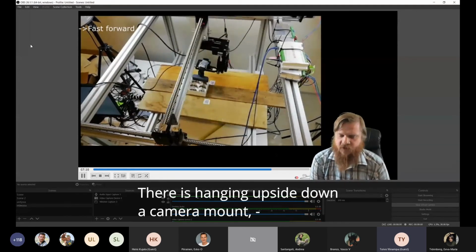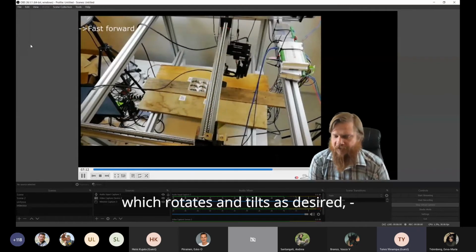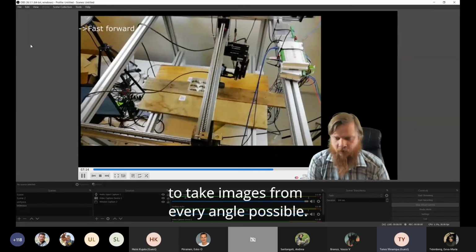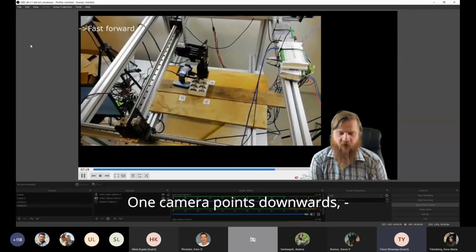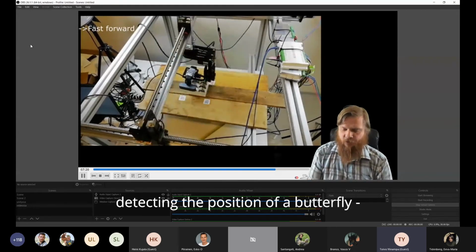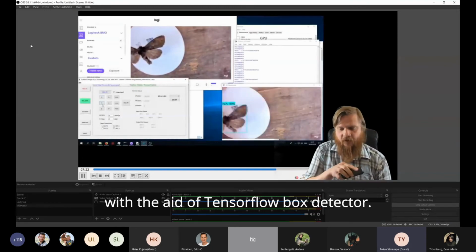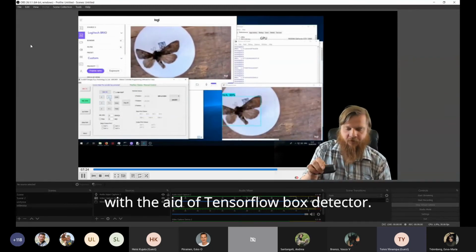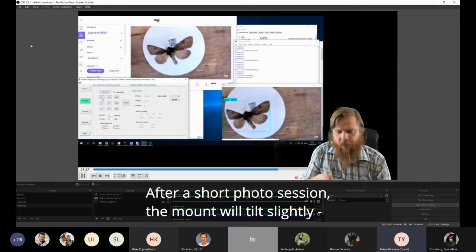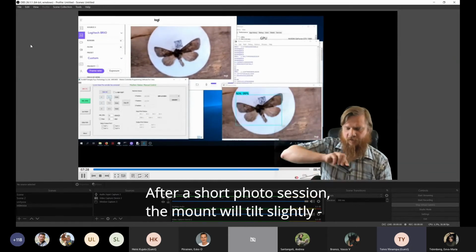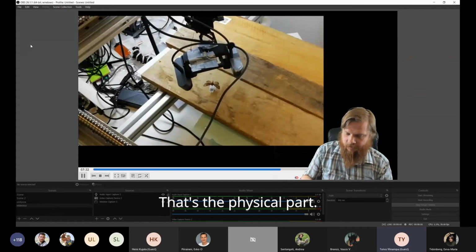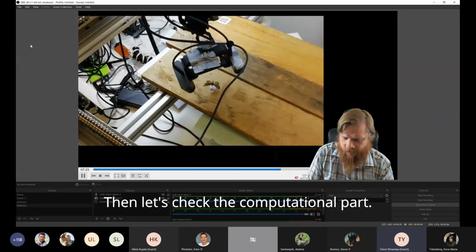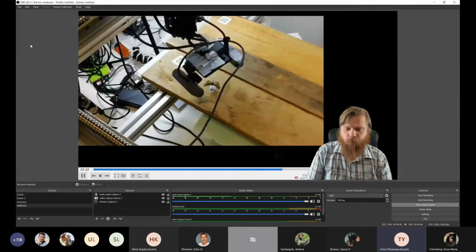There is a hanging upside-down camera mount which rotates and tilts as desired to take images from every angle possible. One camera is pointing downwards, detecting the position of a butterfly with the aid of the TensorFlow box detector. After a short photo session, the mount rotates slightly before taking the next images. That's the physical part. Then, let's check the computational part.